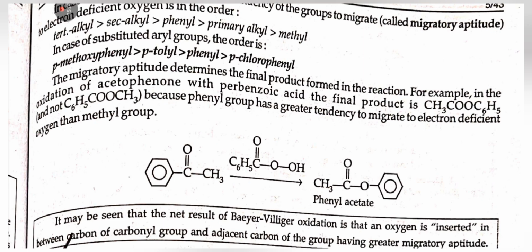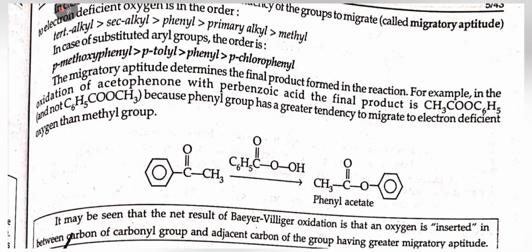Here acetophenone on reaction with perbenzoic acid will give phenyl acetate. It may be seen that the net result of Baeyer-Villiger oxidation is that an oxygen is inserted between the carbon of the carbonyl group and the adjacent carbon of the group having greater migratory aptitude.